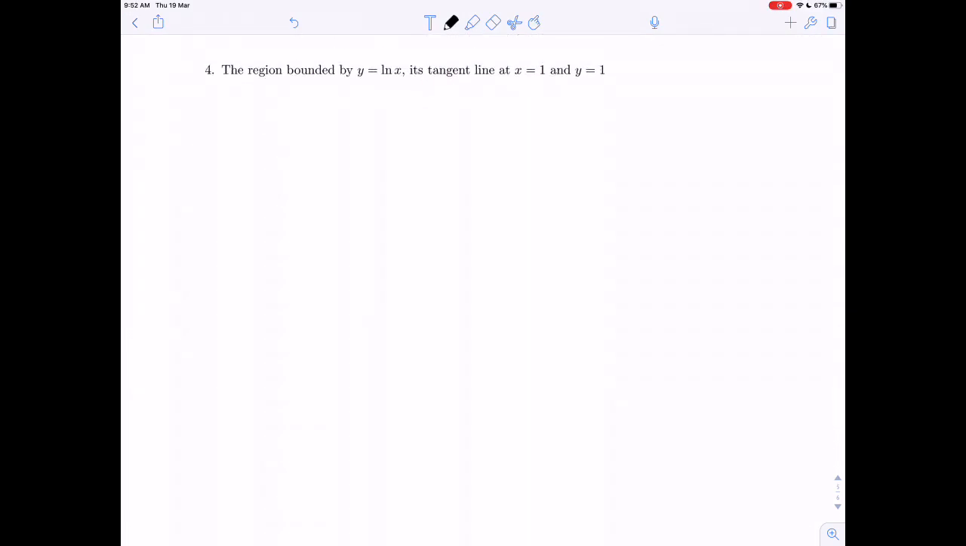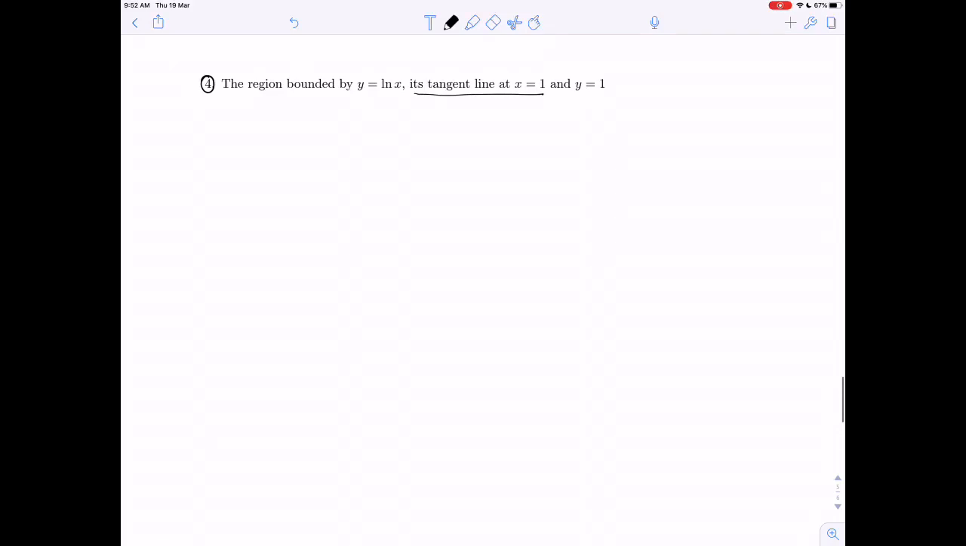And the fourth question is asking us to find the region bounded by y is equal to ln x, its tangent line at x equals 1, and the line y is equal to 1. So we have an extra preparatory step here, and that is to find the equation of one of the missing boundary curves, the tangent line to the logarithm at x equals 1.